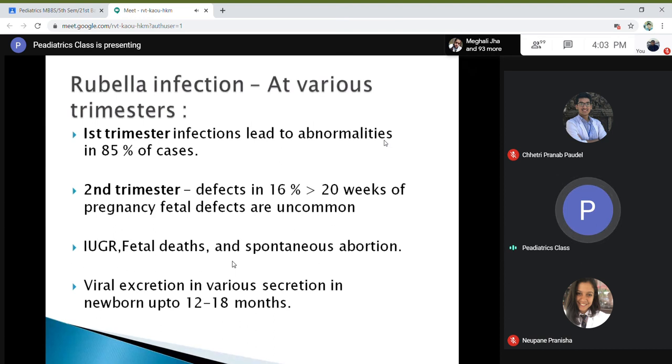Viral excretion in various secretions continues in the newborn, who remain infected up to 1 year or even 18 months. That is their infectious period, the infectivity of the infected baby.